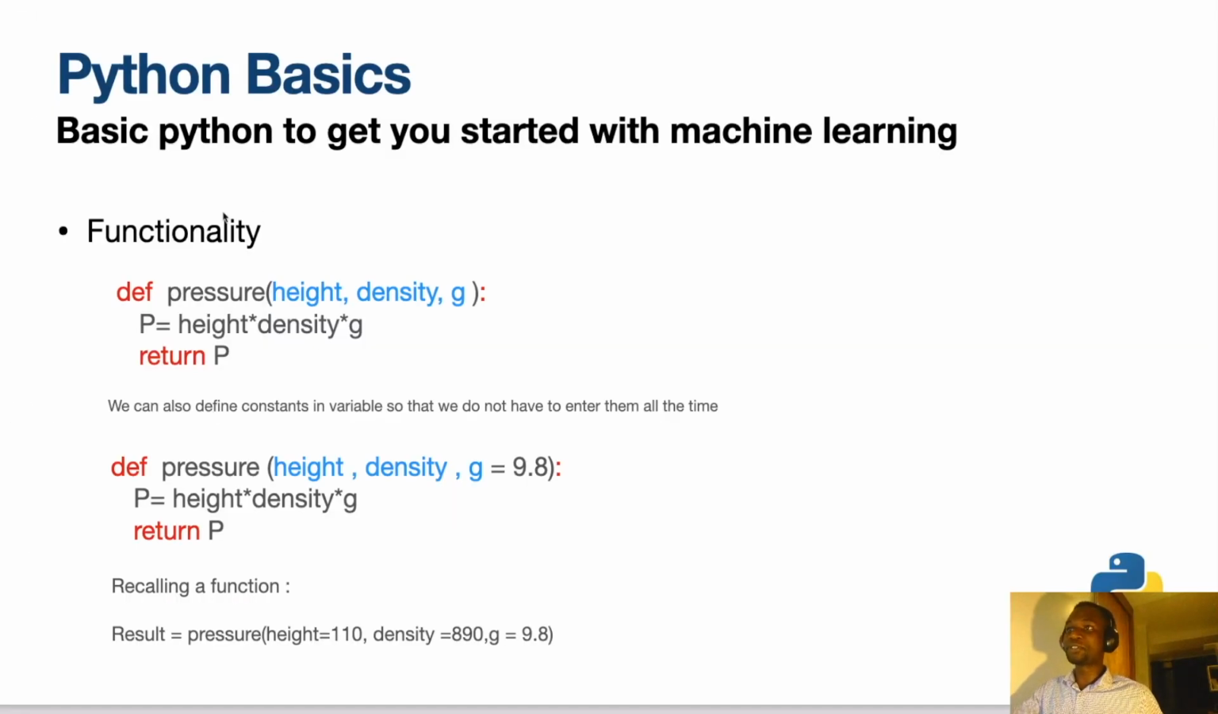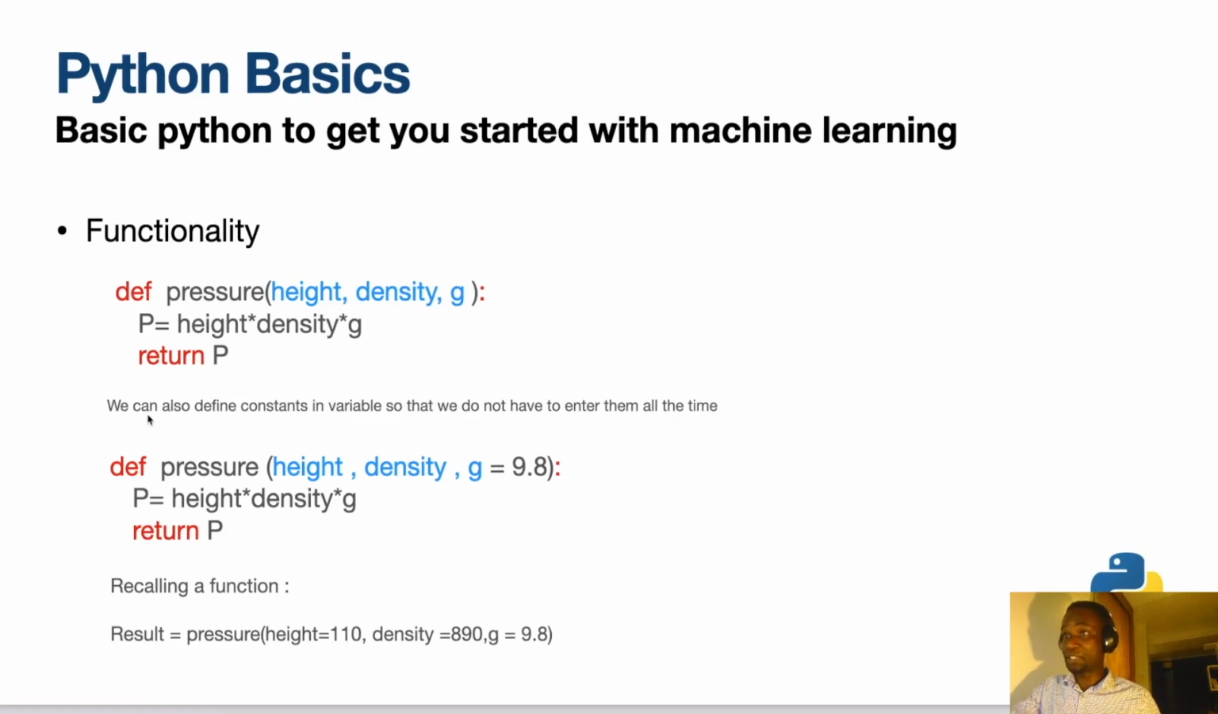So from functions, let's look at functionality. We have what we call functions in Python. You can create a function. And there is also something else that we call classes. I'm not going to be talking about classes. It's a bit complex, but I'll just talk about functions briefly.